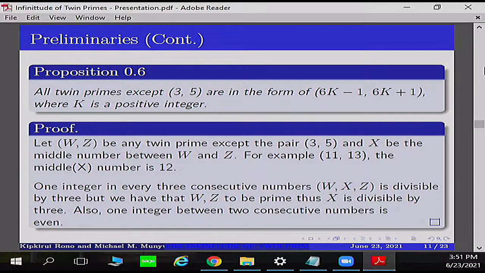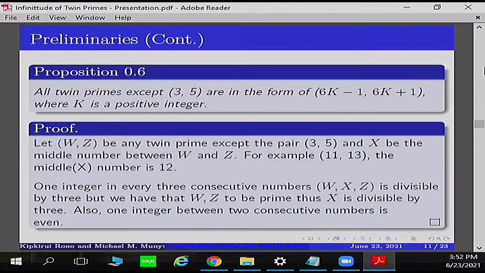W and C be any twin primes, for example 11 and 13. There is a middle value between 11 and 13, that is 12. Both W and C are primes. Let the middle value be X. So now you have 3 consecutive integers: W, X, and C.